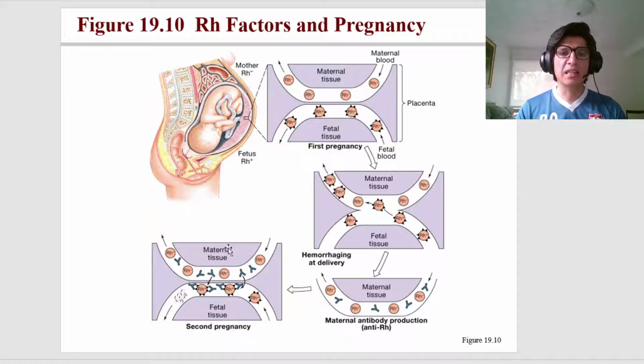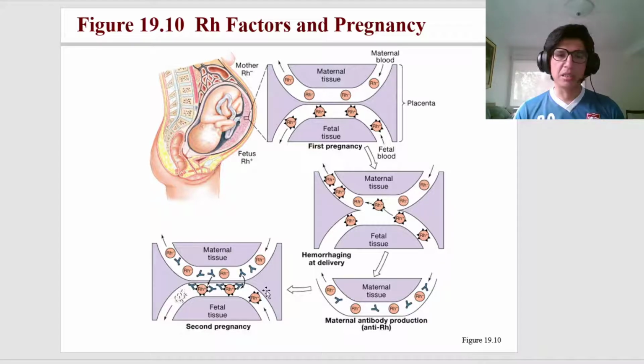Now she has the antibodies against that Rh positive antigen. Those antibodies will bind to the Rh antigen within the fetal blood. There is a treatment called RhoGAM in which the mother, during the late stages of pregnancy, is given a version of the antibody against Rh.